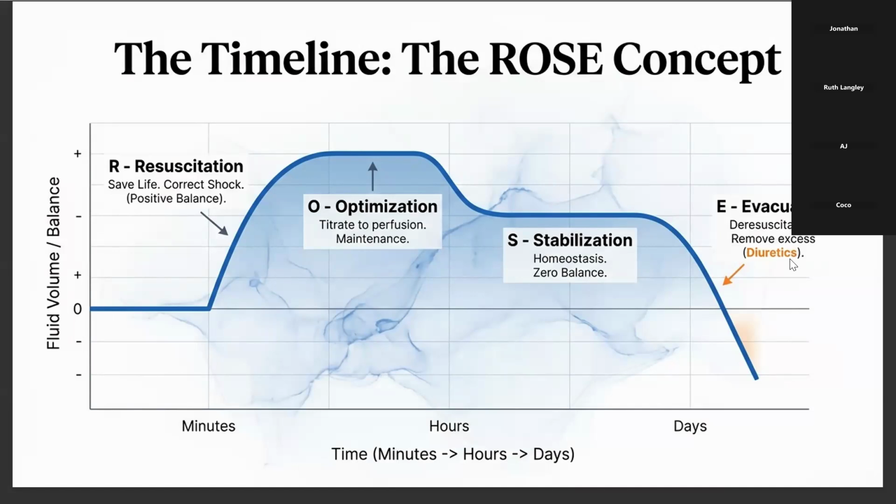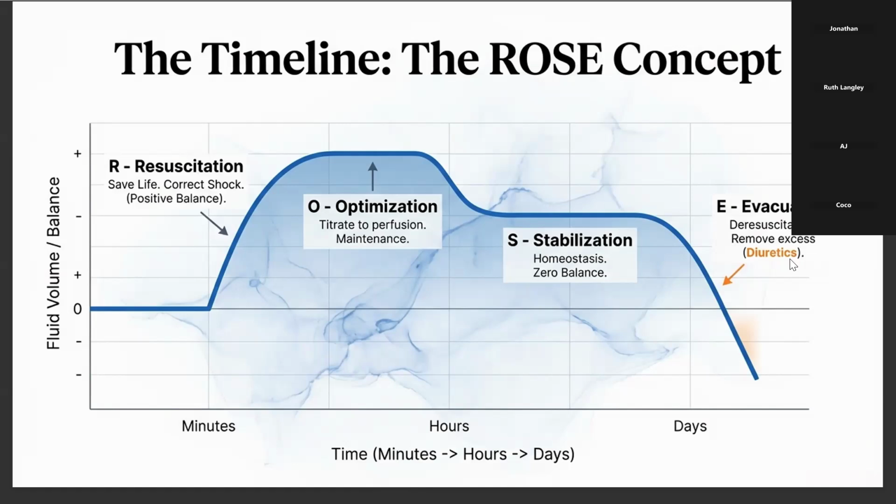Once we've done that, we then optimize it. So we're going to give a bit of fluid here, a bit of fluid there. We're going to do something called passive leg raises, which we don't do very often in an ITU, but maybe we need to get better at that. And we'll talk about the passive leg raise in a moment.